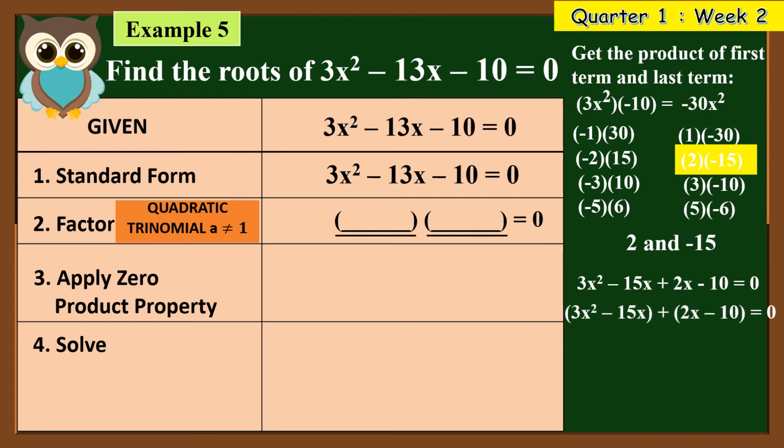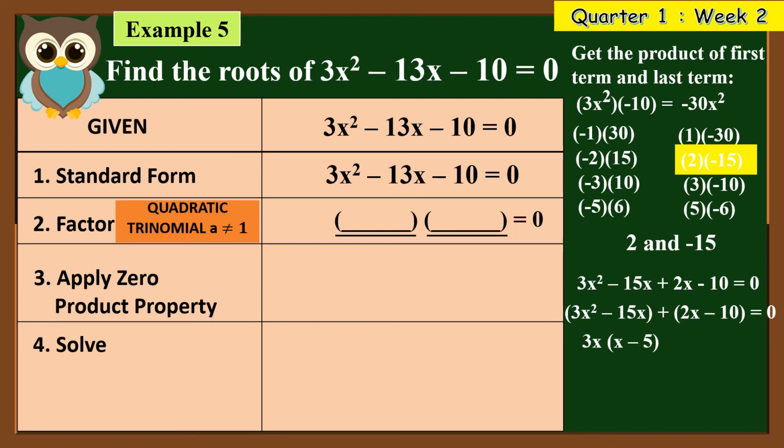Ayan. So, kagaya na nabanggit ko. Then, we are to apply here the common monomial factoring. So, for the first group, which are 3x squared and negative 15x, their common factor here is 3x. So, getting the second factor, we have here 3x squared divided by 3x will give us x, and negative 15x divided by 3x will give us negative 5.